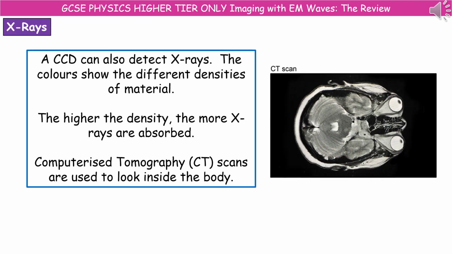We can also use a CCD to detect X-rays, and the colours show the different densities of the material. So the higher the density, the more X-rays are absorbed, and we can produce these CT or computerized tomography scans that allow us to look inside the body without cutting it up.